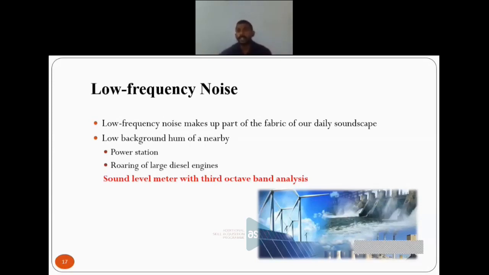In octave band analysis, the noise is recorded with a sound level meter, and after that it is separated or broken into different parts, and the frequencies are analyzed to see at what frequency it is produced. That is how we can find out the type that comes under low frequency noise.